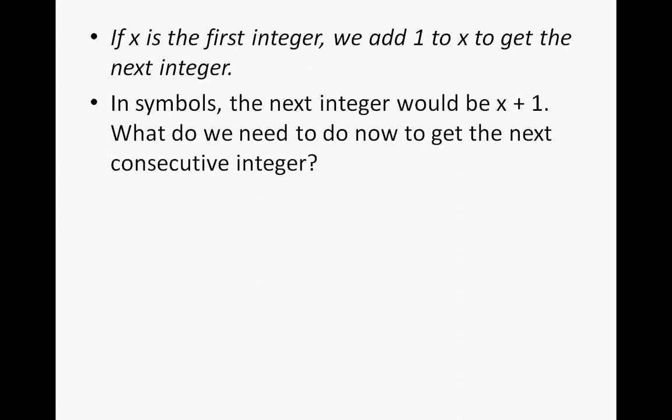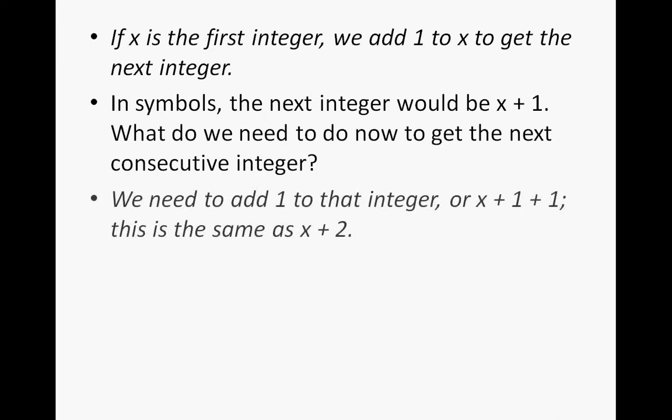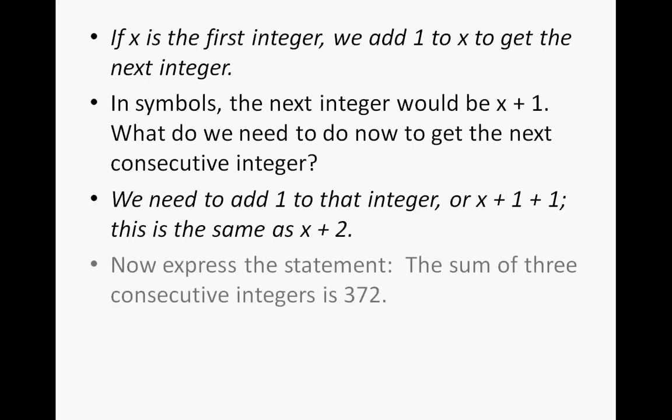Now that we've got the first and the second integer, what do we need to do to get the next consecutive integer? Well, we need to add 1 to that integer, so it's going to be X plus 1 plus 1, which is the same as X plus 2. So now we can express the statement, the sum of 3 consecutive integers is 372. So we're going to add the first integer, the second integer, and the third integer.